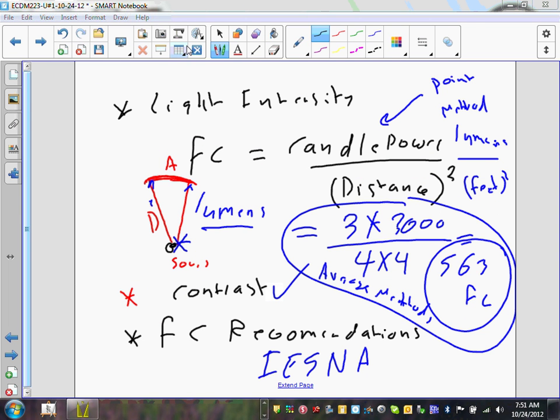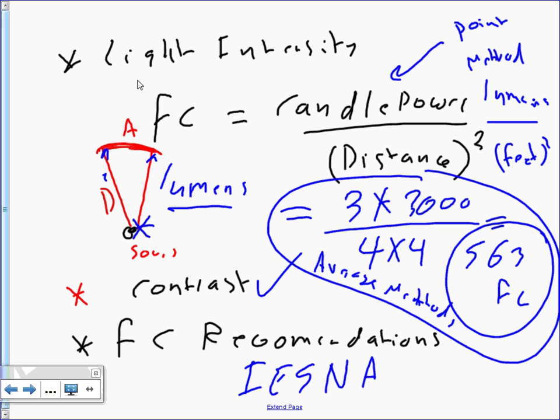Okay, so let's go back here, here's the beginning of everything. It's called light intensity. Light intensity, the foot candle, is the candela power in lumens. That's how they define it. The candela power in lumens is called the point method. If you look at a lighting fixture, remember when you were looking at it, it was saying 3,000 lumens, 5,000 lumens, 6,000 lumens. That's the unit that we measure light with. Not with dollars, not with yen, not with shekels, with lumens.